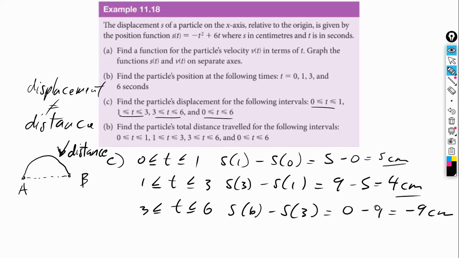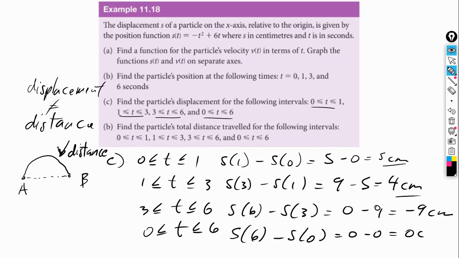And then finally, how about between 0 and 6 seconds? This would be the total displacement of the particle between 0 and 6 seconds. That would be S of 6 minus S of 0, and that's 0 minus 0, so 0 centimeters. What it means is that the particle returned to the original position on the x-axis.